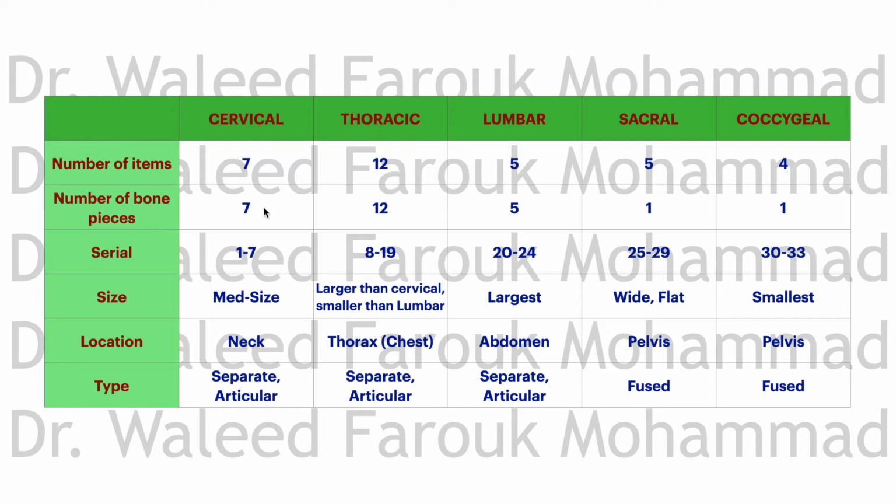Cervical are separate vertebra, separate and articular together, so they are seven pieces. Thoracic, 12 vertebra, 12 pieces, because they are separate and articular. Articular means they form joints with the vertebra above and the vertebra below. Okay? Lumbar the same. We have 5 lumbar pieces and 5 lumbar vertebrae because they are separate and articular. Okay? Now for the sacral region, we have only one sacral piece because the 5 vertebrae are fused together. So they are fused. The same applies to the coccygeal vertebra.